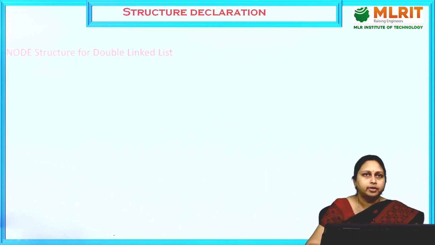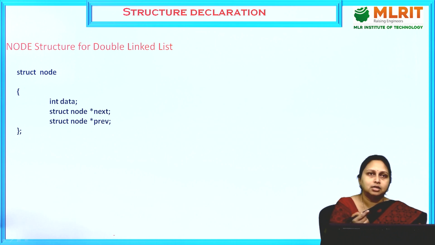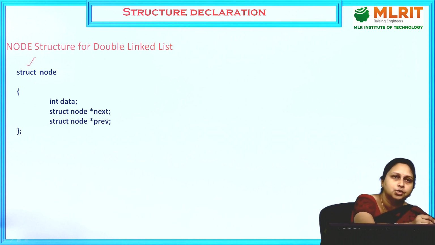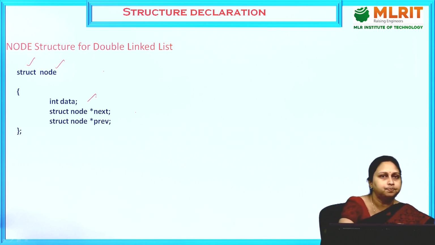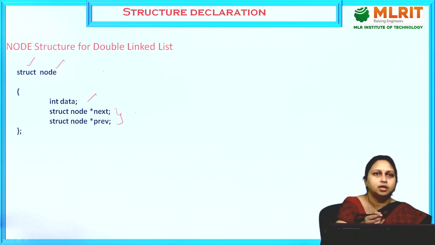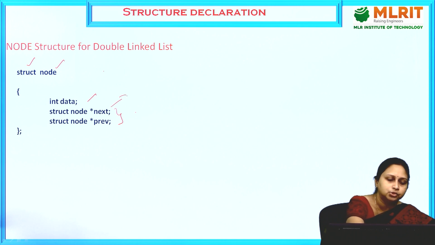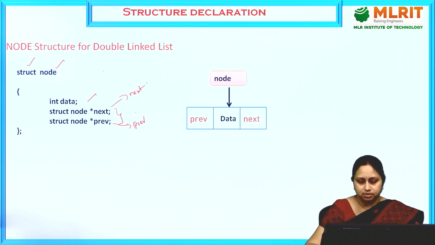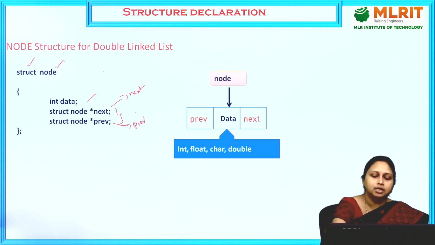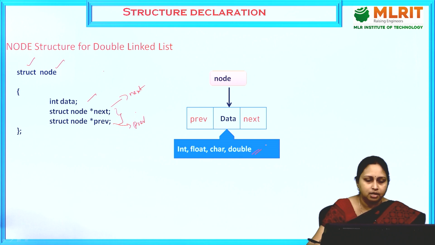Now, let us see the structure declaration for this double linked list node structure, the same as we have seen in the single linked list. We have the keyword struct followed by node, the name of the structure, then followed by the data type. And these are the two pointers which we represent in the node, one for storing the next address, and this one for storing the previous address. This is the next address, right? Let us see the diagrammatic representation. The data can take any data values such as int, float, char, and the previous and next addresses will store only addresses, right?